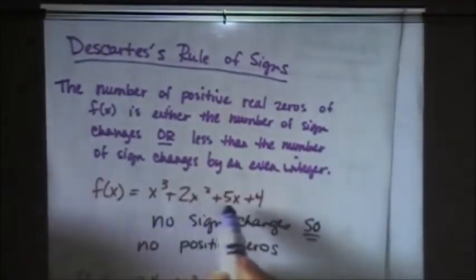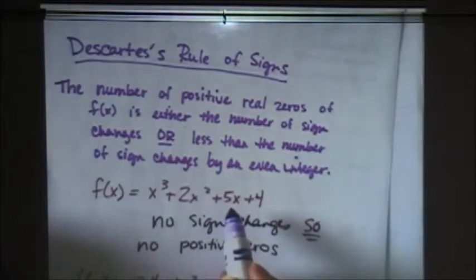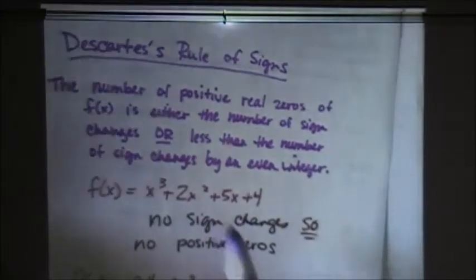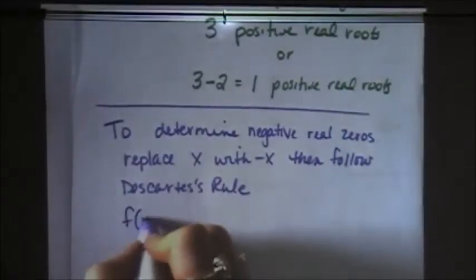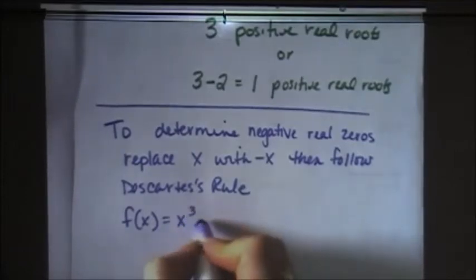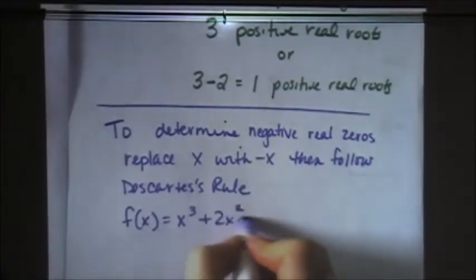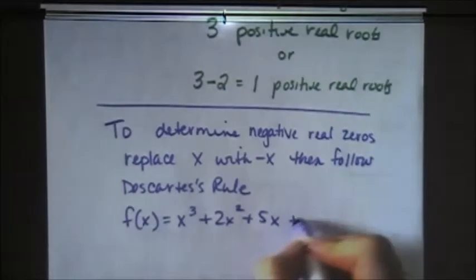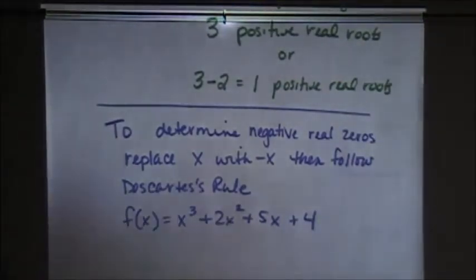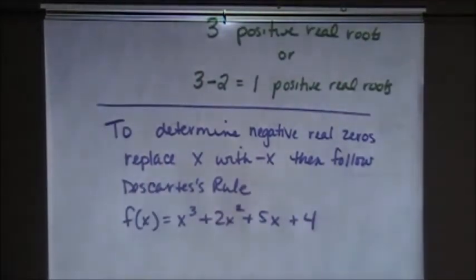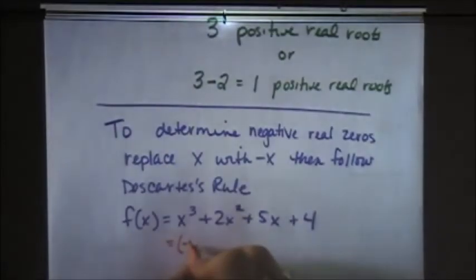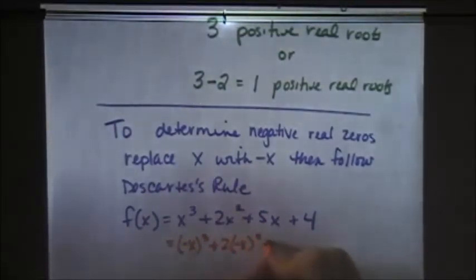This f of x equals x cubed plus 2x squared plus 5x plus 4. So I'm going to write down f of x, this was the original. And remember, it had no sign changes when we were looking for positive roots. And now I'm going to go in and everywhere there's an x, I'm going to replace it with a negative x. So negative x cubed plus 2 times negative x squared plus 5 times negative x plus 4.